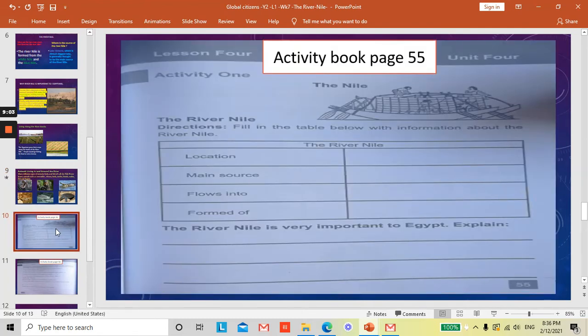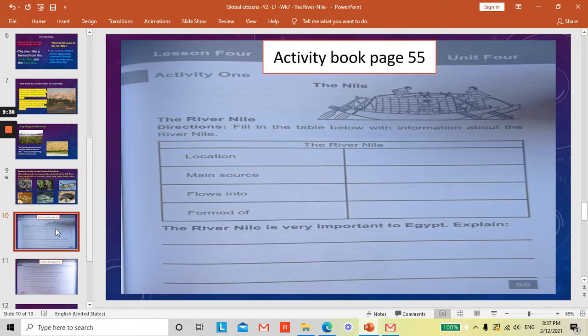So as you can see, the River Nile is very important to people in Egypt. It provides food, that is fish. Also, farmers plant their crops along the River Nile. The River Nile is also important for animals. Animals live in the River Nile and around the River Nile.